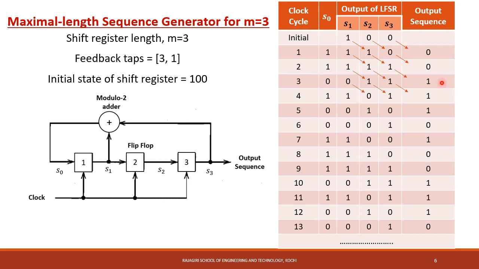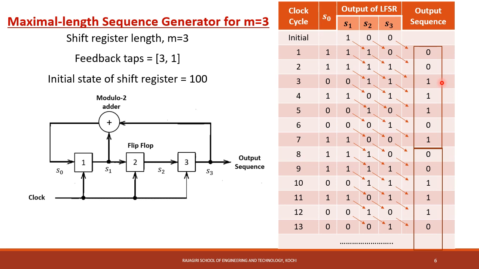In a similar manner, if we continue this operation, we will obtain the output sequence. When you observe the output sequence, it is repeating after every 7th clock cycle. That is, the output of the PN sequence generated by the LFSR repeats after every 2^m - 1 clock cycles, that is, 7 clock cycles.